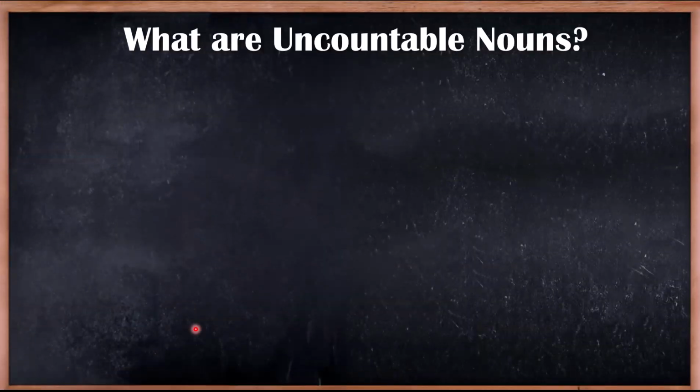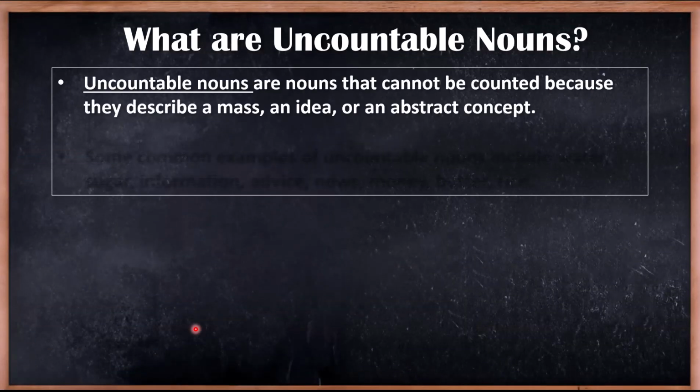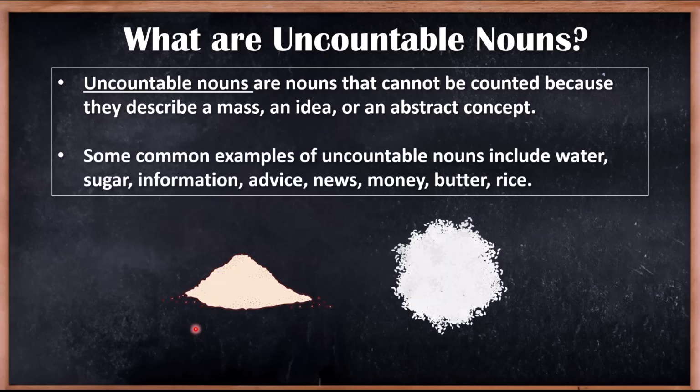So what are uncountable nouns? Well, uncountable nouns are nouns that cannot be counted because they describe a mass, an idea, or an abstract concept. Some common examples of uncountable nouns include water, sugar, information, advice, news, money, butter, and rice. We do not say, I have one money, or I have two monies. We say, I have money, or I have some money.